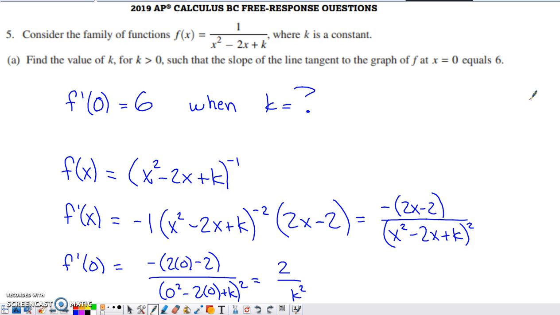So part A asks us to find the value of k that has to be positive, such that the slope of the line tangent to the graph of this function at 0 equals 6. So hopefully you read part A and you realize right away, I know that f prime of 0 has to equal 6 in order for the slope of my tangent line to be 6. I just need to figure out what value of k makes my derivative equal 6 when I evaluate it at 0. So if you're going to do that, you need the derivative.